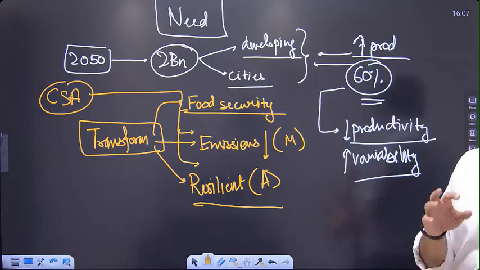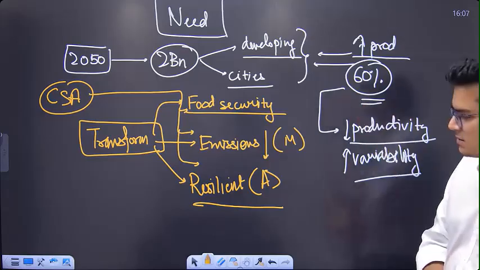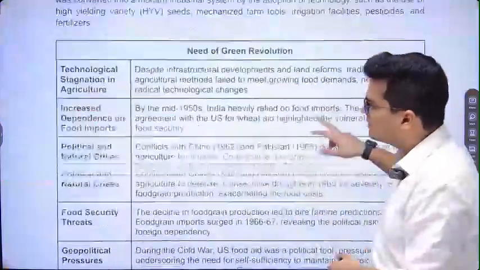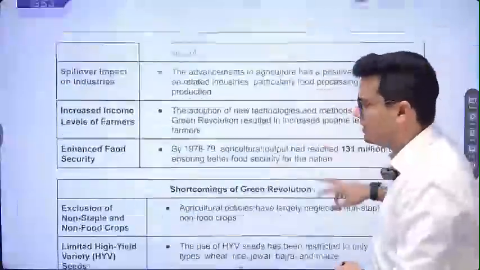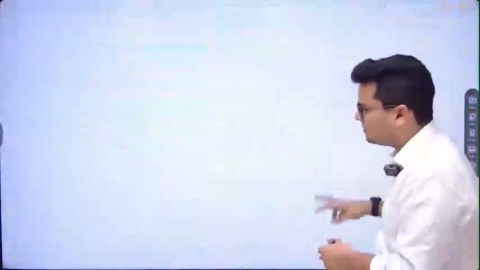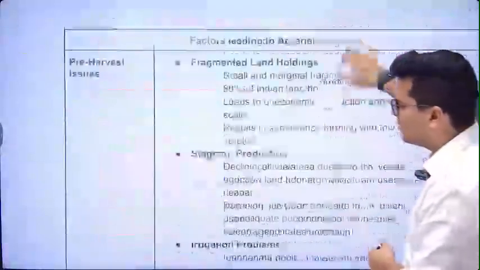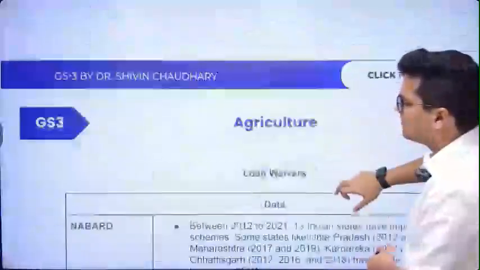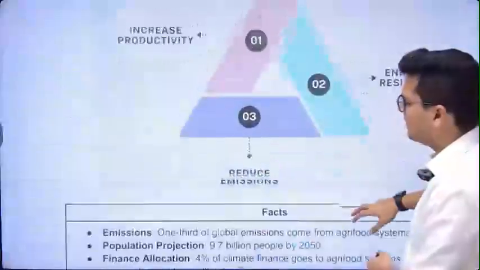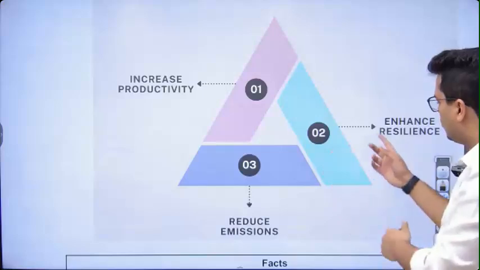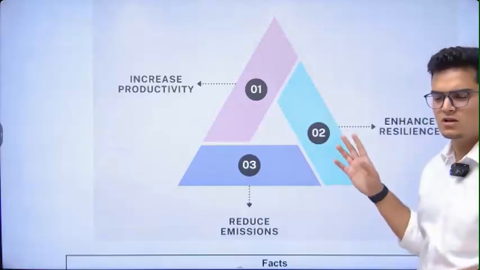Now, let us look at some data with regards to climate smart agriculture, especially in the Indian context. So we started off with the Green Revolution. We have read about the Green Revolution in detail. Now this is agrarian distress and we'll come to it, but I'm teaching you climate smart agriculture first. It's also in the notes today only. Let me just scroll down to that. Yeah. So there are 3 pillars of climate smart agriculture. 1, increase productivity. 2 is enhance resilience. And 3 is reduce emissions.